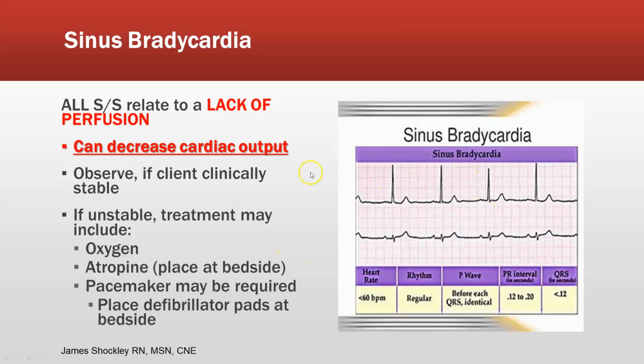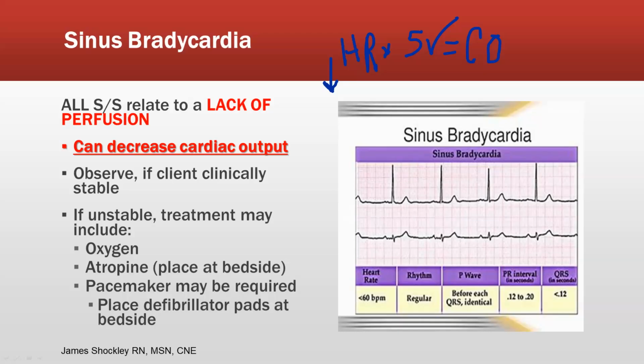Bradycardias are going to be anything that is originating from the SA node, so PQRST, but the rate is less than 60. So we understand that the big problem with the bradycardia is cardiac output. Again, I'm a big fan of repetition. So heart rate times stroke volume equals cardiac output, right?